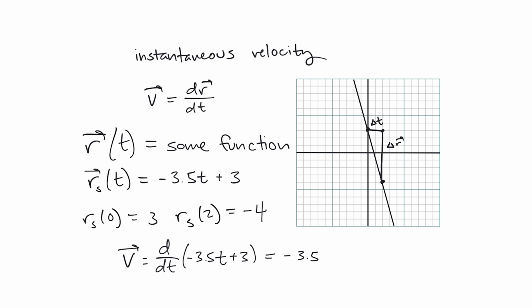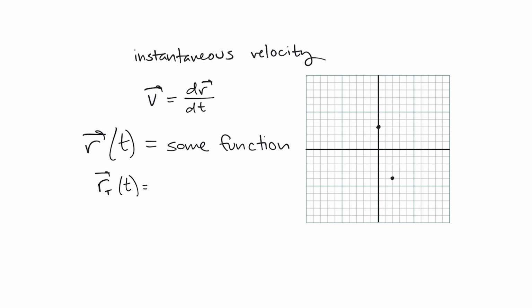Now for the sloth, the average velocity and instantaneous velocity were the same because he moved at the same rate the whole time. But we'll see for the toucan, things will be a little bit different. Now we're going to be looking at the toucan.